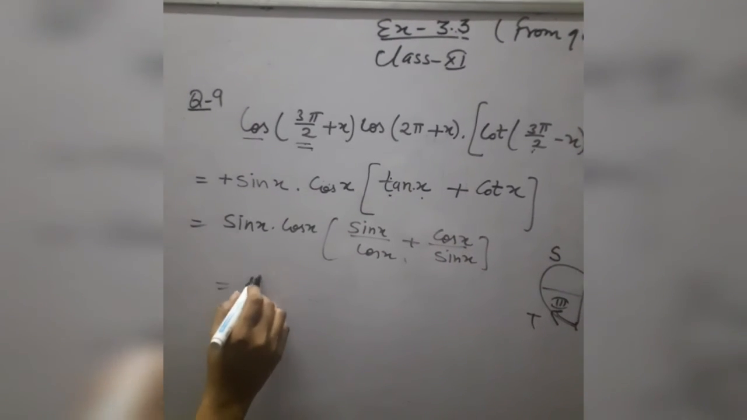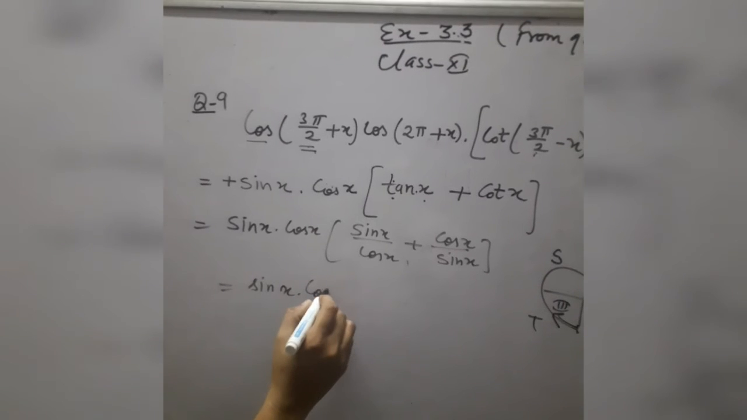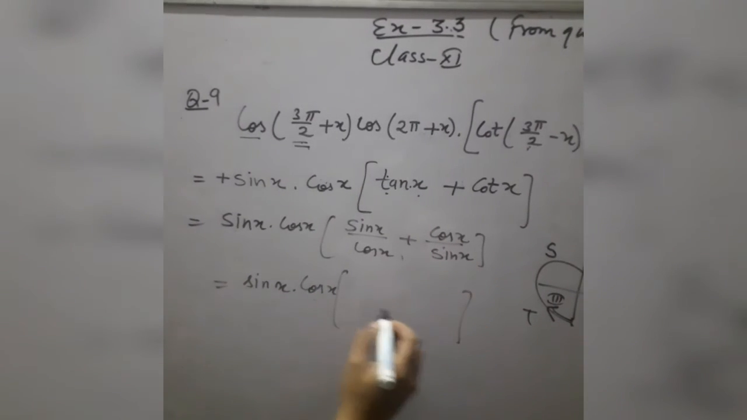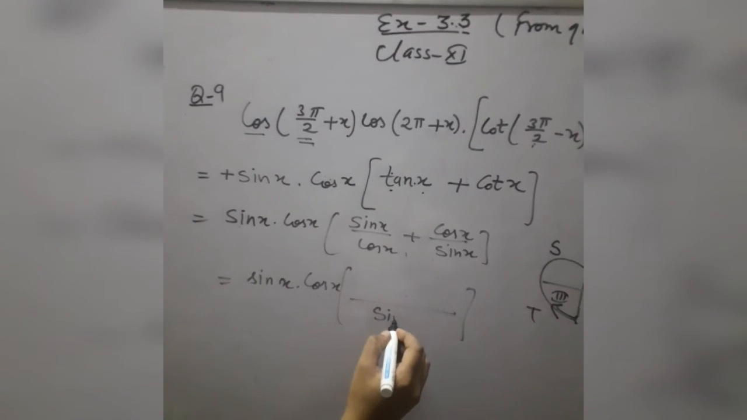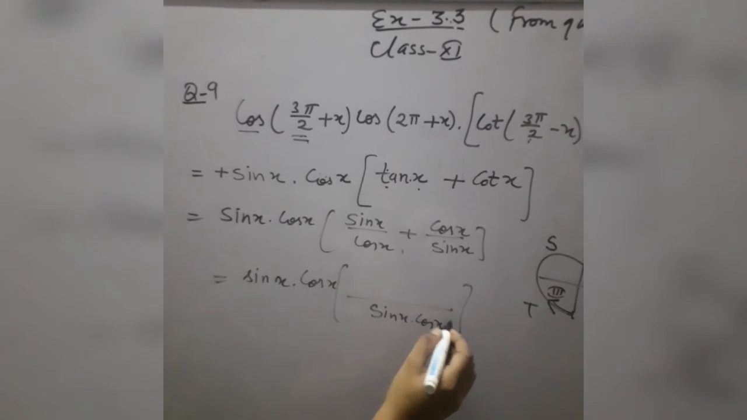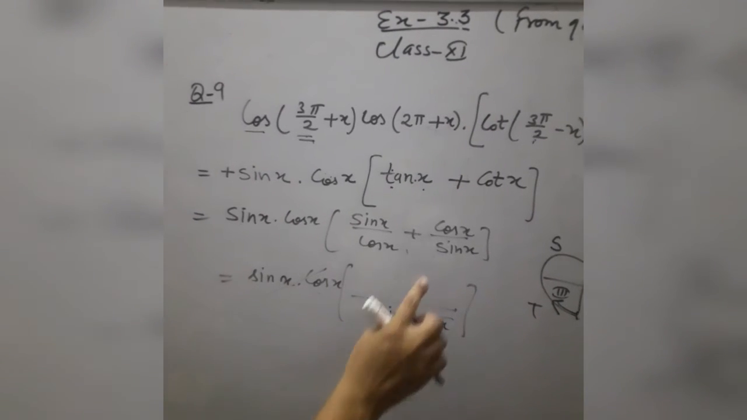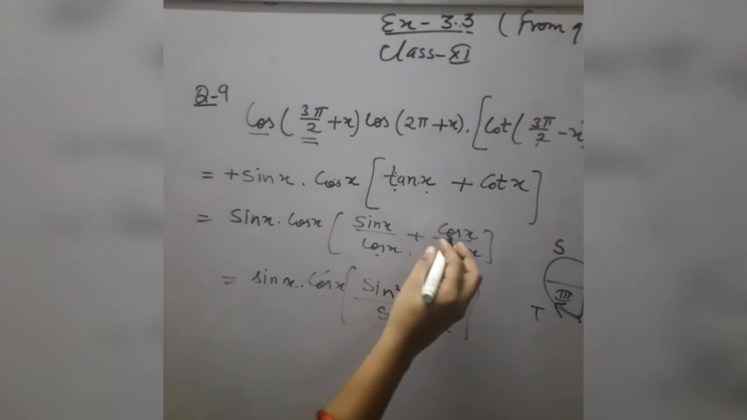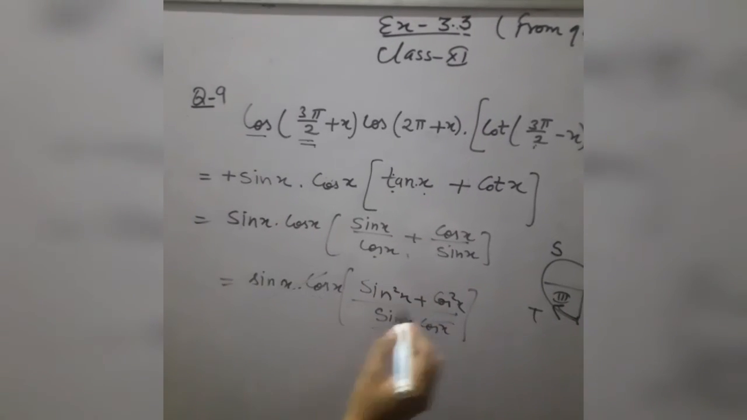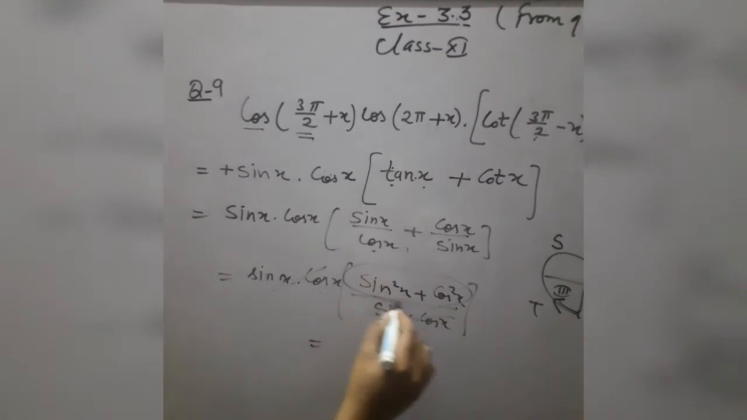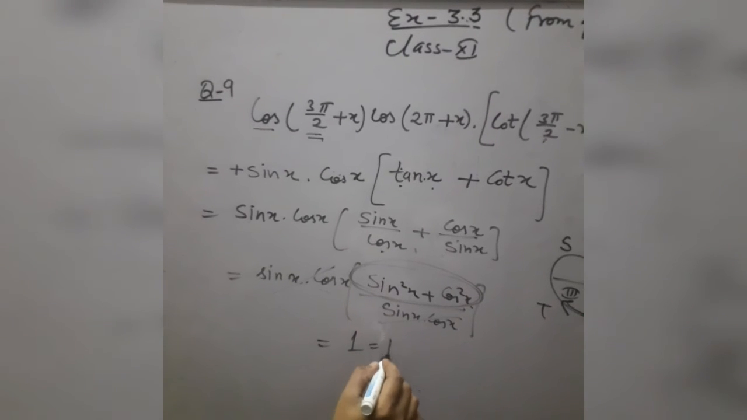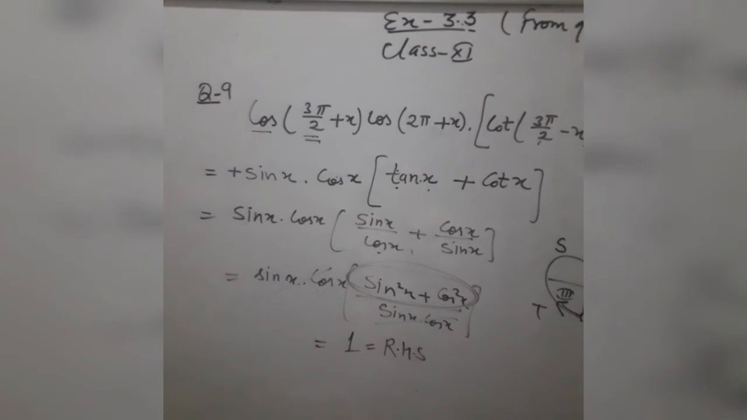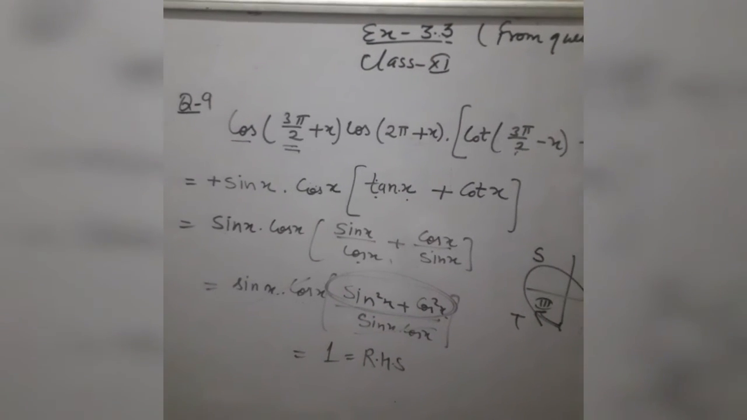Now after that it's very simple. Very easily you can complete it. Take the LCM of these two. LCM is sin x into cos x, which is cancelled with this. Here sin into sin becomes sin square, cos into cos becomes cos square. And all of you know that sin square x plus cos square x is 1. So this is equal to 1. This complete result is equal to 1.